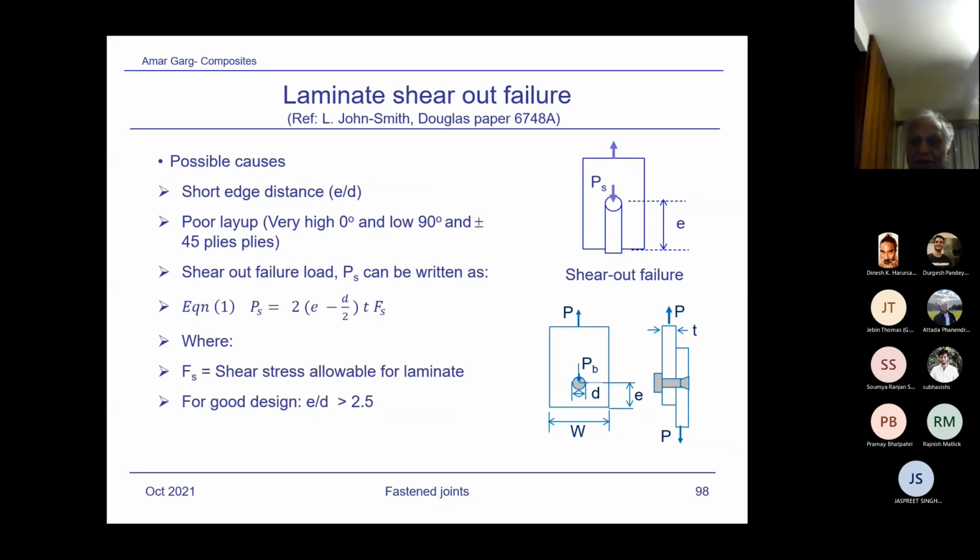Then shear out failure. So shear out is where a load is applied over here. If you have too many zeros, and fewer 45s and 90s, then this will just pull out like a plug. Shear out failure. So now it depends, and the E by D is small. So short edge distance, poor layup, that is very high 0 and low 90 and 45. Shear out failure load can be written simply, this is average, basically. But some days there could be some stress constant factor applied, but we have not considered that. So this is in general used like that.